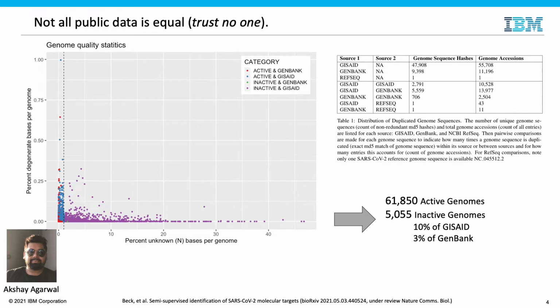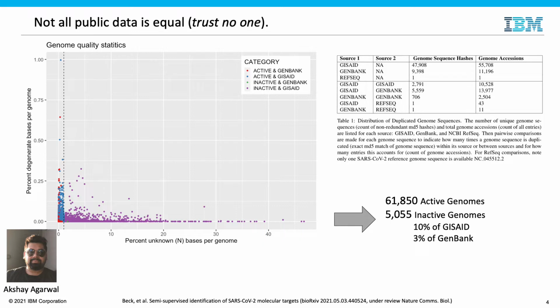One point I thought I'd add in here is some work that Akshay Agarwal in our group led around quantifying the genome quality in these different public repositories. Often in bioinformatics, the adage of garbage in, garbage out is so completely in play. There's always the reminder that not all public data is equal, and you should trust no one.